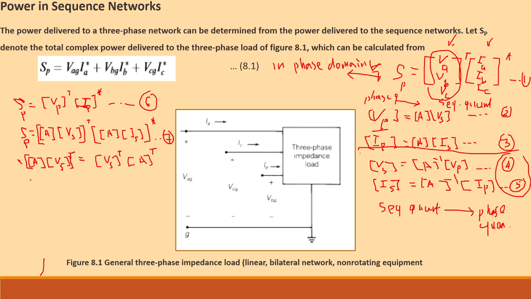Okay, and the conjugate of the product of two matrices can be written as follows: A multiplied by Is conjugate equals, here the same order, unlike the product in the transpose case, A conjugate multiplied by Is conjugate.